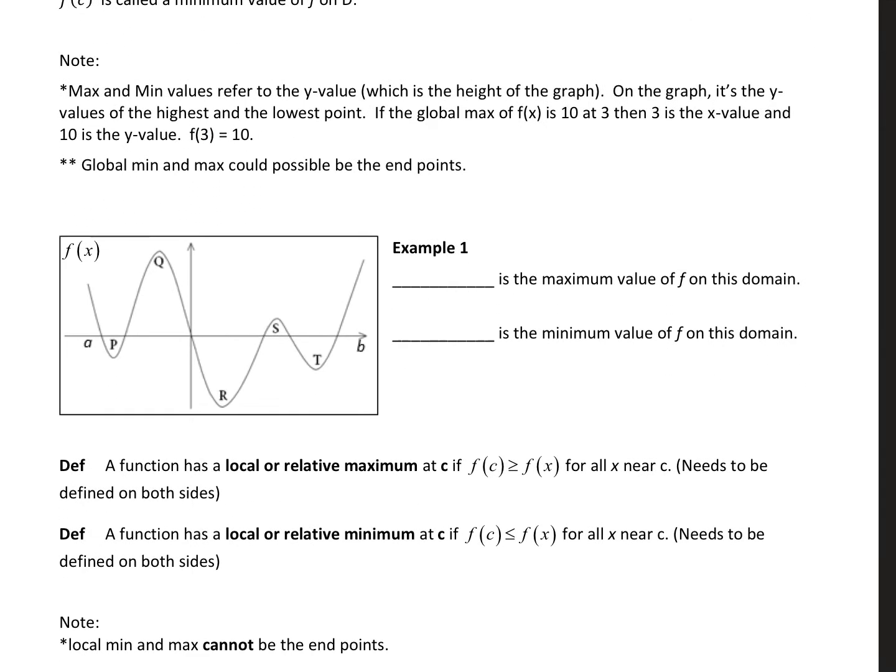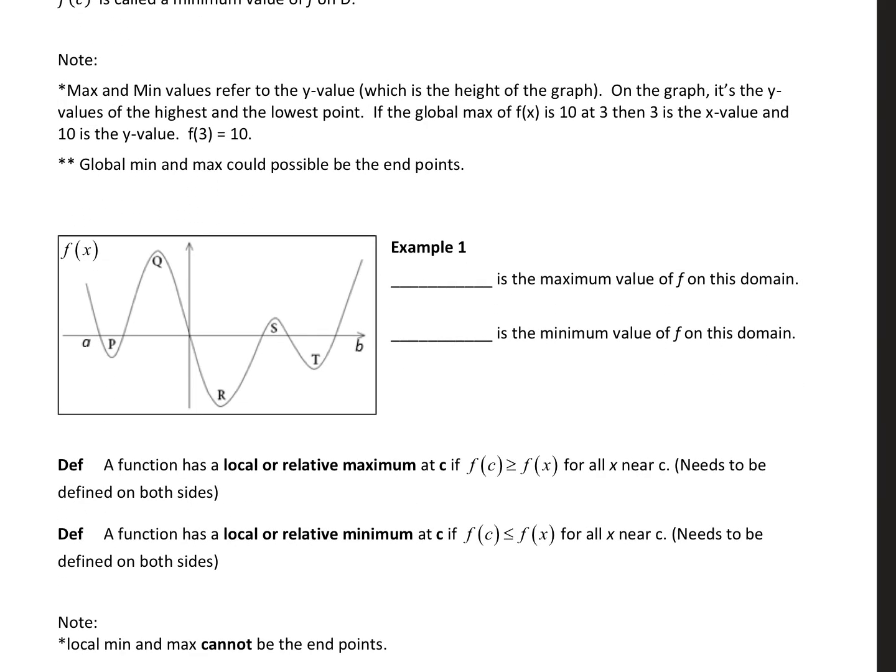Another comment I want to make is that global min and max could possibly be the endpoints. For example, I have a graph like this. If this point happened to be higher, that would be the highest point of the graph, so that could be the global max. The way it's given here, it's not the highest point. But in case it was over here, then I can say the endpoint is whatever value that is, the global max.